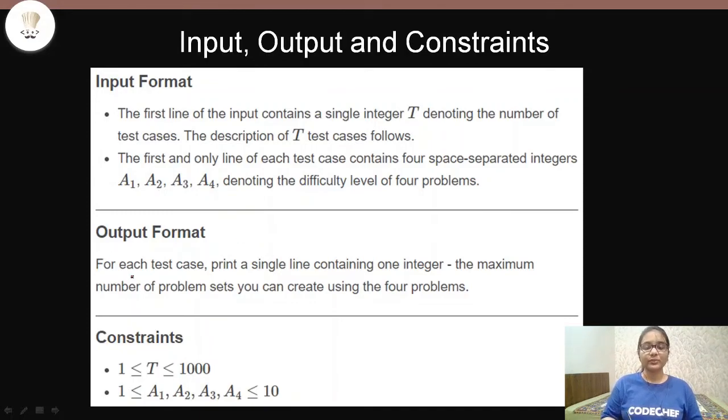In the output, we have to print just a single integer, which will tell us the maximum number of problem sets that we can create using the 4 problems. And the constraints are not too large, so you don't have to worry about that.